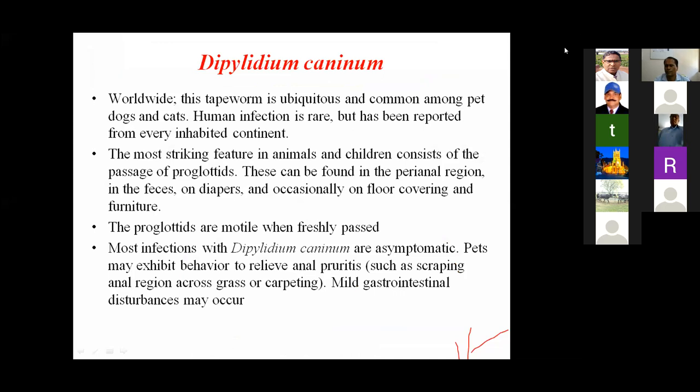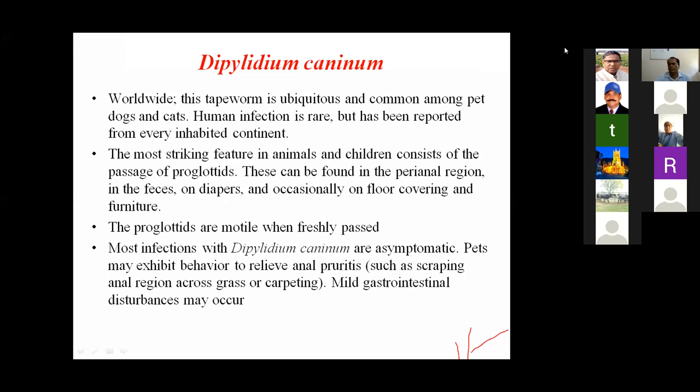Human infection is rare, but has been reported from every inhabited continent. In hills, it is quite common. In hills, Dipylidium infection is common in human beings, in small kids. The most striking feature in animals and children consists of passage of gravid segments. These gravid segments can be found in the perianal region, in the feces, on diapers, or on floor coverings or furniture. They are motile and generally confused with maggots. Just like cucumber seeds, they appear to be. The size is the same when freshly passed.